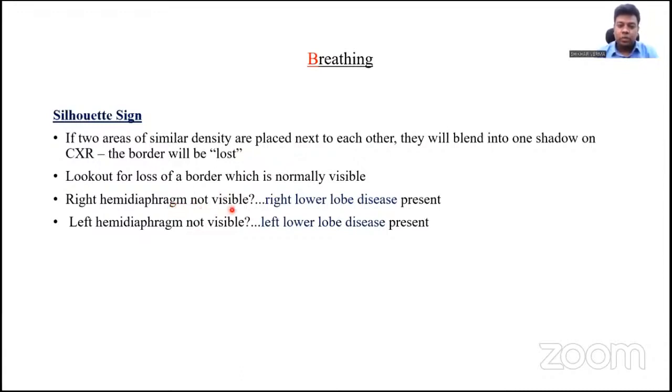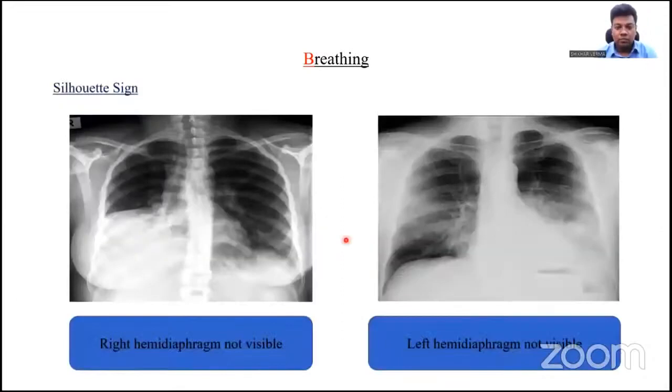So if the right hemidiaphragm is not visible, we will say that there is a disease in the right lower lobe of the lung. If the left hemidiaphragm is not visible, we can say that there is a disease in the left lower lobe of the lung. In this X-ray, you can see that the right hemidiaphragm is not visible. So there is a Silhouette sign here. It is nothing but a right lower lobe consolidation. And in this one you can see that the left hemidiaphragm is not visible and there is a left lower lobe consolidation.